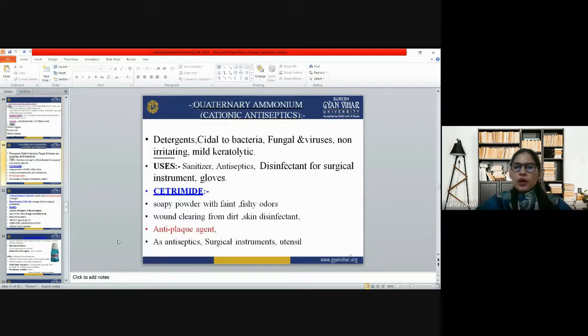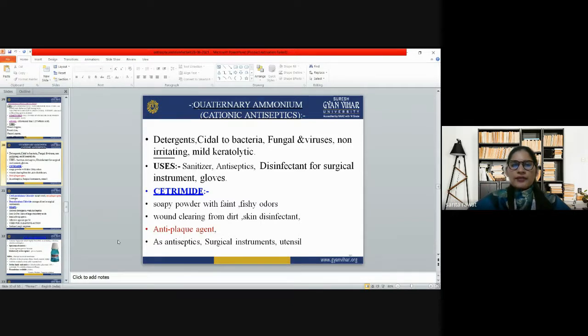Now, when we talk about cationic antiseptics, cationic antiseptics include detergents that are very bactericidal to bacteria. They are also bactericidal for fungi and viruses, non-irritating, mild, and keratolytic in nature. Then, when we talk about the use of cationic antiseptics, they are used in sanitizers as an antiseptic, and as a disinfectant for surgical instruments and gloves.